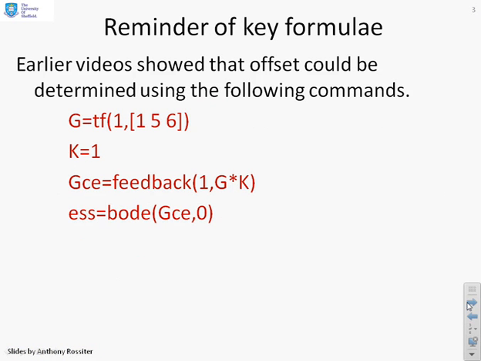So a reminder then of what we covered in an earlier slide. We showed that we could get exact answers for the offset with a few simple calculations. You'll notice I've defined the transfer function, line 1, I've defined the compensator, I've defined the closed loop relationship between the target and the error, and then I've used the bode command in order to find the steady state error. Clearly that's assuming a unit step, so the target is 1.